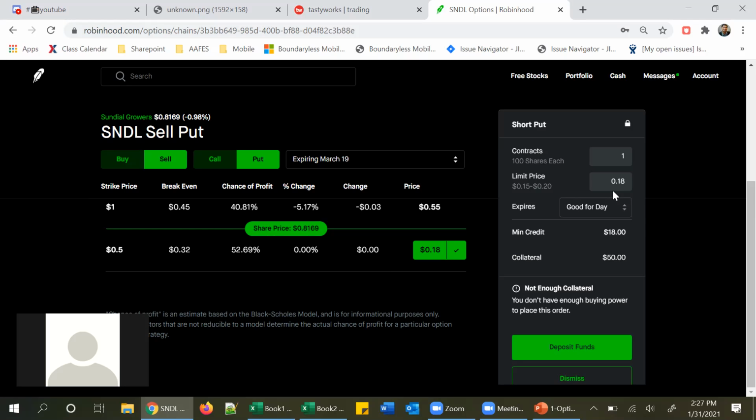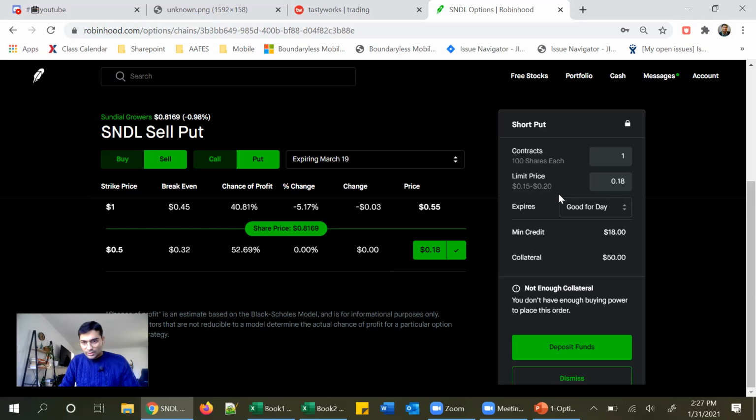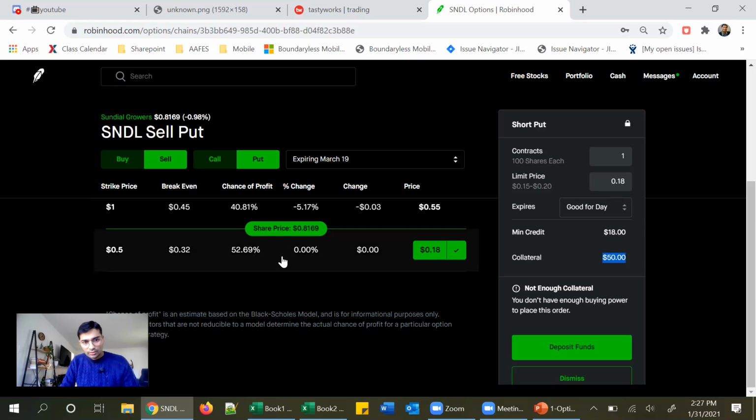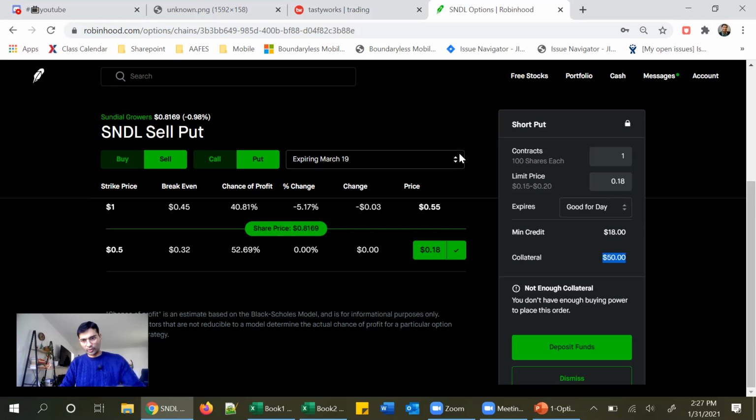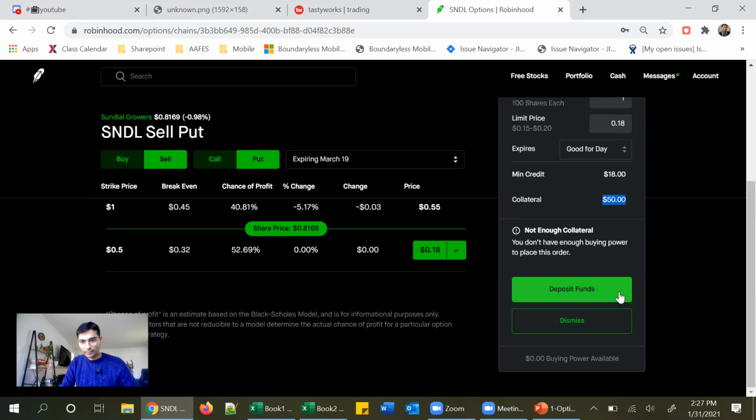So if you see this one contract, minimum credit, I will receive $18. In Robinhood, I will have to put a collateral of $50. The $50 came from here because the strike is 0.5 multiplied by 100. That's the amount of money Robinhood would want from me. I don't trade on Robinhood, so it won't allow me since I don't have buying power.